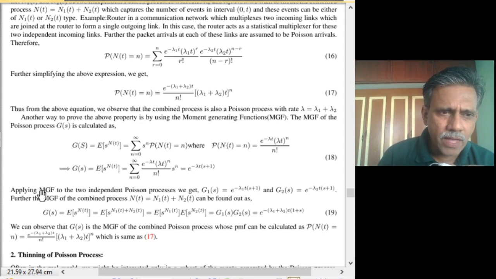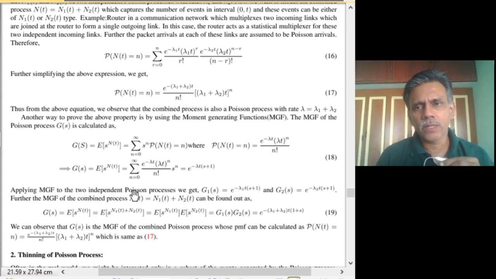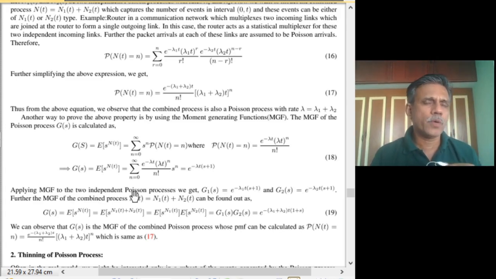So we can make use of this MGF, and suppose we have two processes which are being summed. We know that to compute the density function, we have to perform a convolution of the density functions of the two independent random variables which are being summed. But when it comes to the MGF, we have to multiply them.